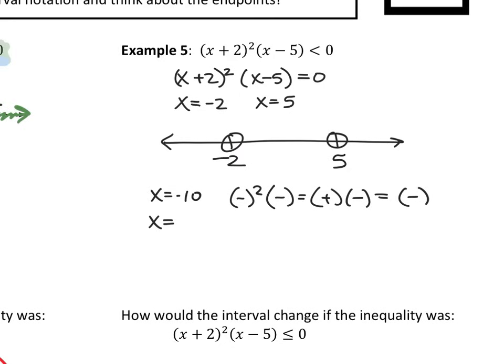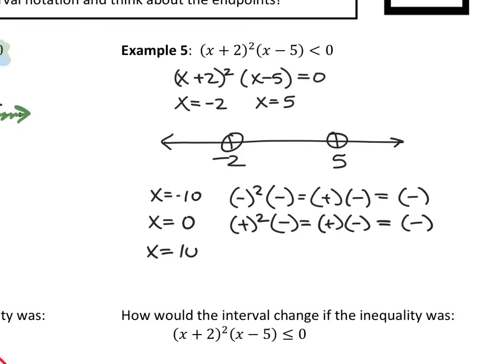0. Oh, we love plugging in 0. It's so much easier. 0 plus 2 is a positive number. 0 minus 5 is a negative number. Positive squared is still positive, which means that section is negative. This is why we do a sign chart. You can't automatically think they're going to go back and forth every time.